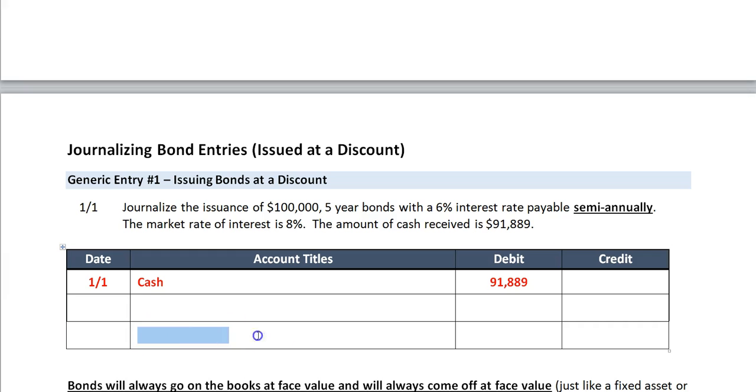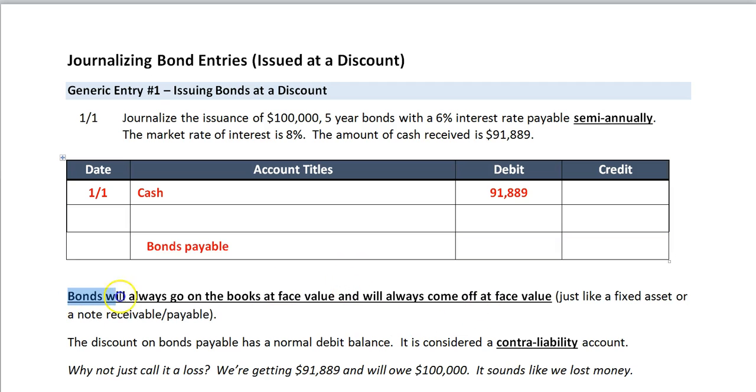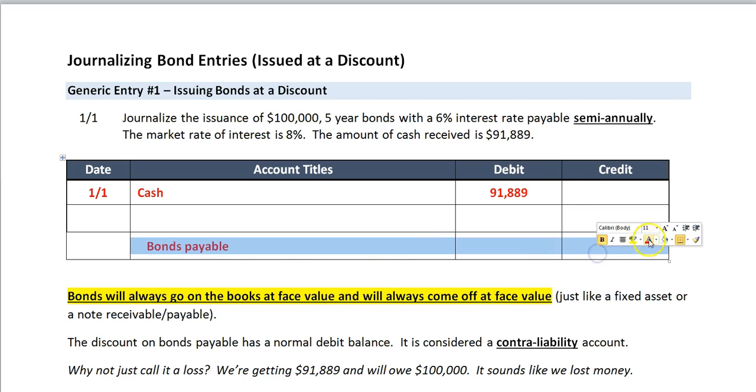Now, we have the liability, the bonds payable. We've got to put it on our books at face value. So bonds, it's a general rule here, bonds will always go on the books at face value. They will always come off at face value. Always, 100% of the time.